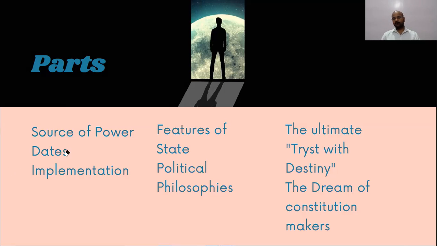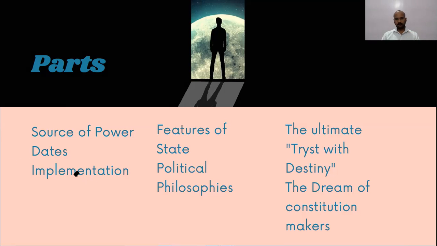Then you have the date of implementation, which we have seen. It was given to ourselves on 26th November 1949. But just remember one thing, that the actual constitution came into force on 26th of January 1950. And why was it so? It was because of the Lahore session of Congress in 1930. On 26th January, they adopted the resolution of Poorna Swaraj, or complete independence, on the river banks of Ravi. So these are the parts.